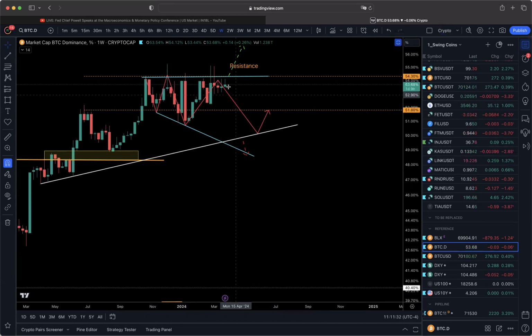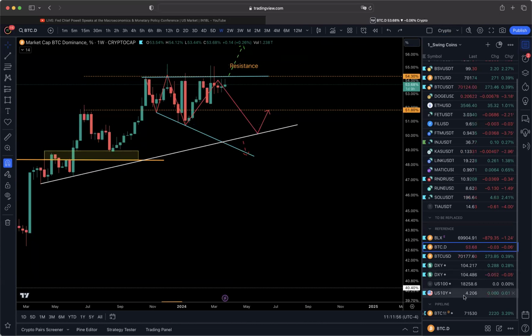But at this level, we cannot confirm it. It has to break this one for us to confirm it. At this moment, I'm just depicting this pattern. Let's see. If it breaks above this, then this pattern has to be deleted, invalidated like this, right? But for now, let's keep it.